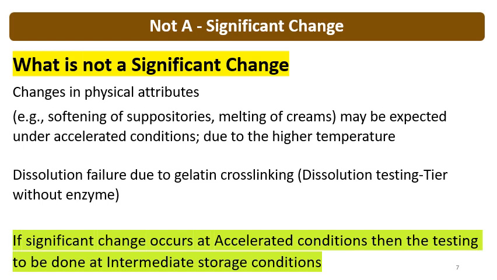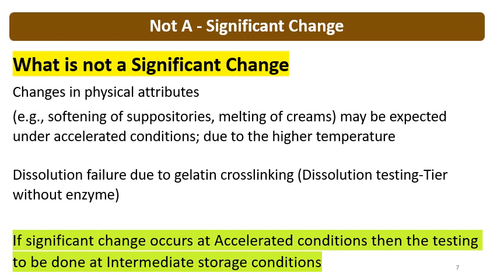If significant change occurs at accelerated condition, then the testing is to be done at intermediate storage conditions. This is very important to understand here, that accelerated condition is for 6 months, intermediate condition is for a 12 months study, and long term is for 24 months or 36 months, or as per the applicant's requirement for the shelf life. So generally the significant change at accelerated condition is not considered. If that change occurs at accelerated condition, intermediate samples are taken out and those are analyzed.